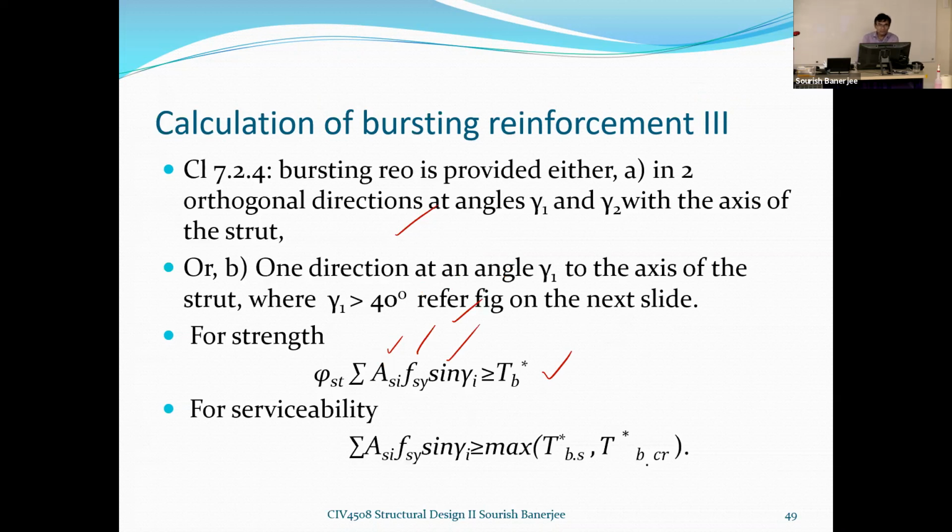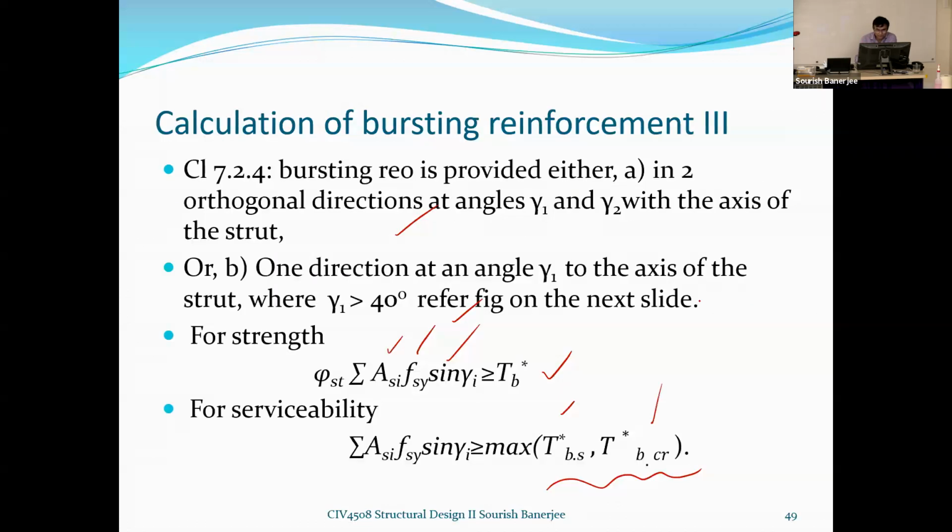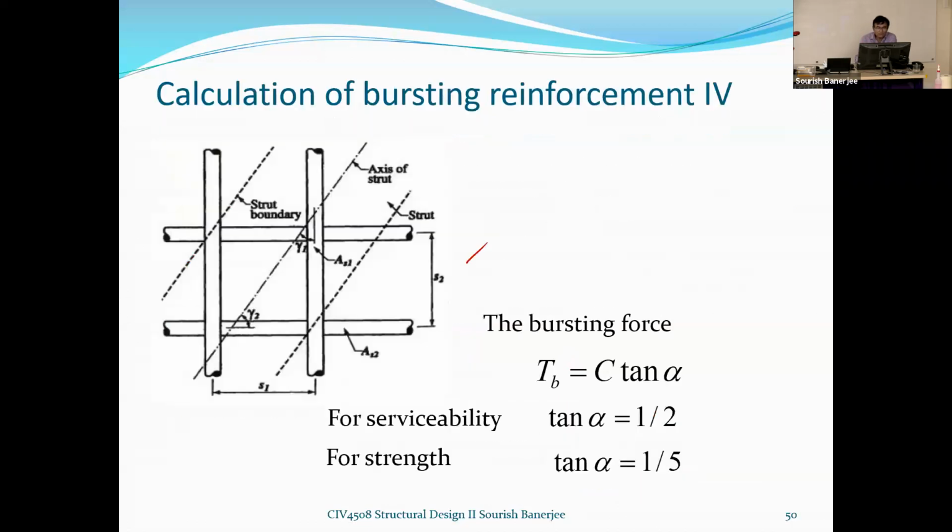And for serviceability, you have another expression where the right hand side is different. Can you see that right hand side? The standard says for serviceability, we have the bursting force due to the serviceability loading, and then the critical bursting force which we were talking about before, remember, this TBCR. And this bursting force is calculated by this, where C is actually the compressive force. So TB is calculated by C times tan alpha.